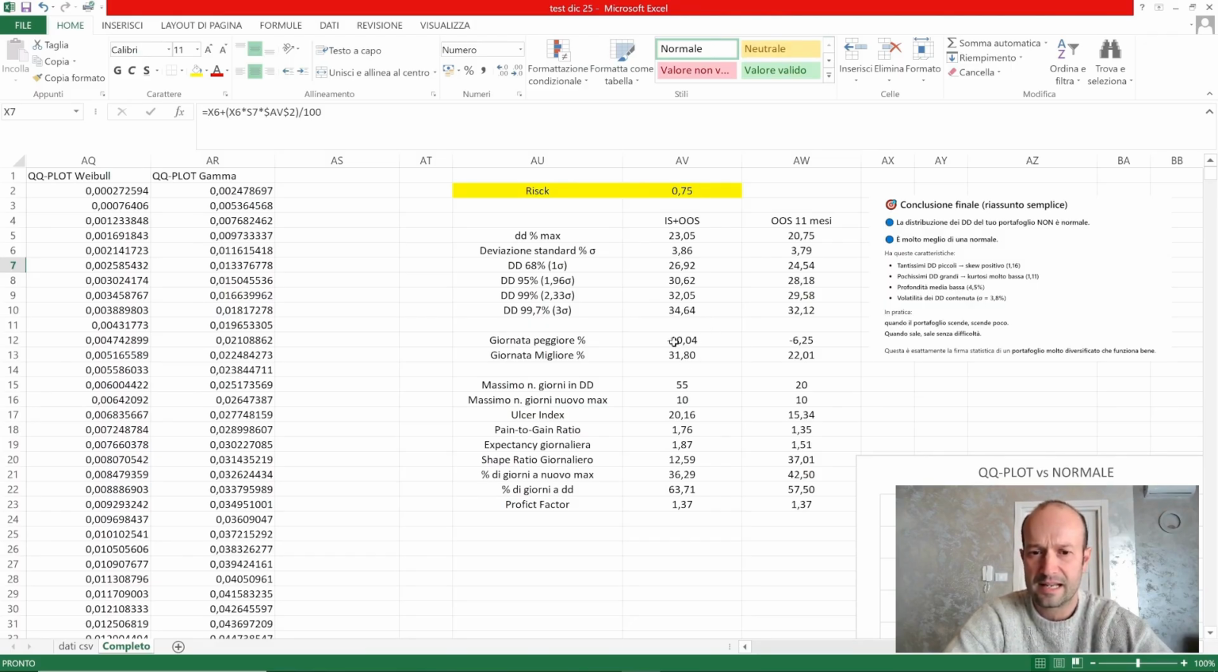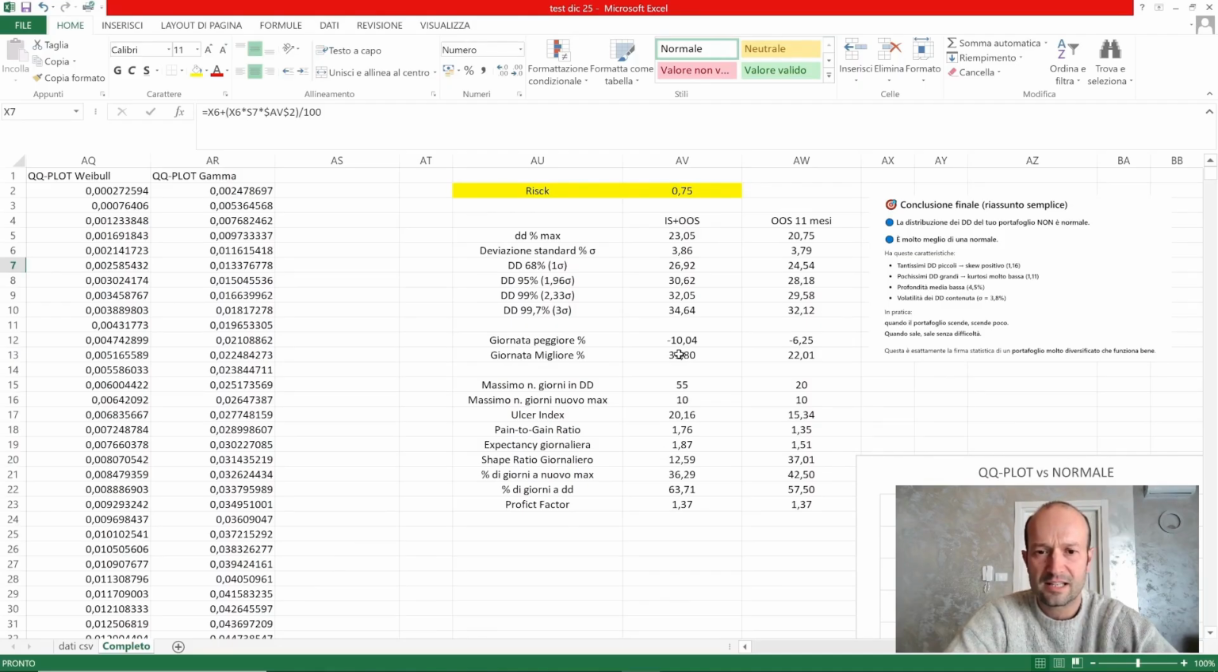Here we can see that, in any case, the worst day at this point is only about 10% more than before, because some changes were made to the portfolio's risk, while the best day still remains at 30%. So, we always maintain that 1-to-3 ratio between loss and gain. Here you also have all the other values related to the portfolio that I explained in the previous video.